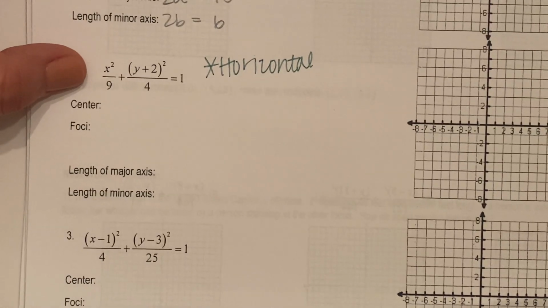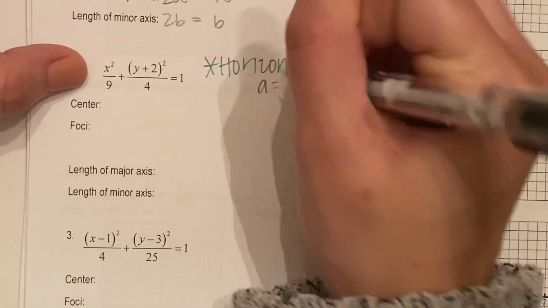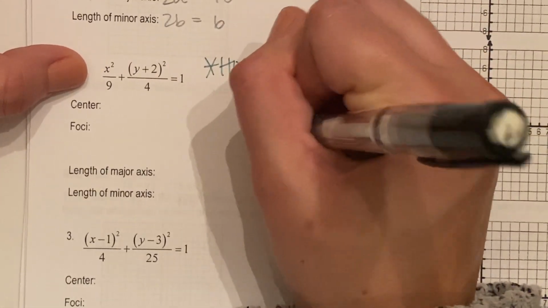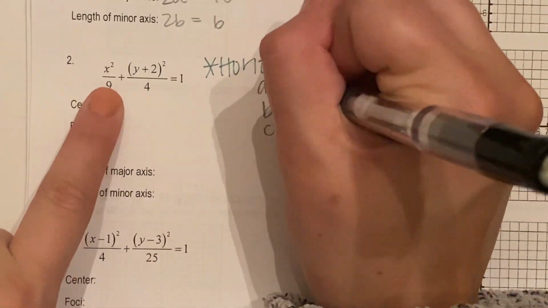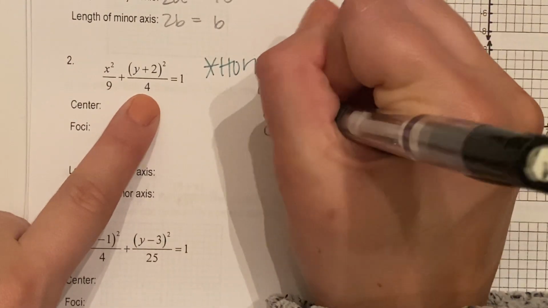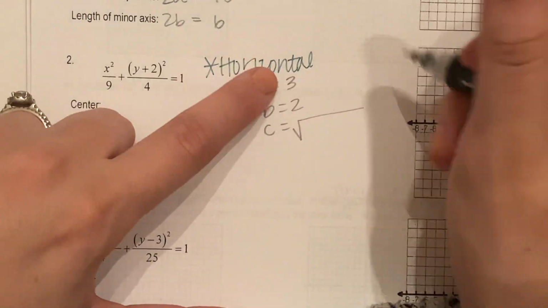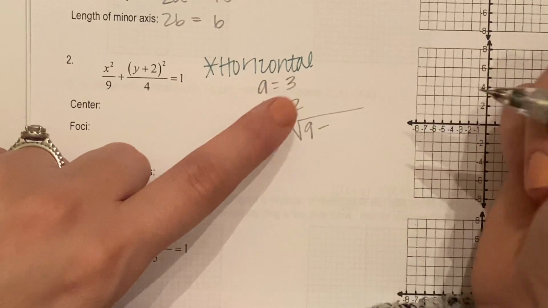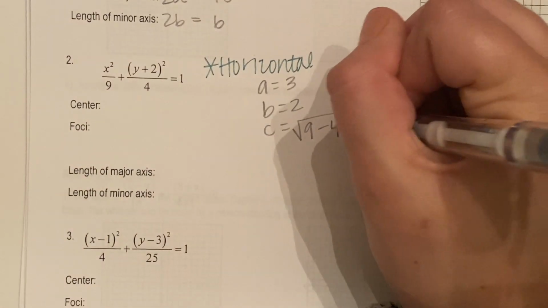Now it's time for us to figure out A, B, and C. Remember, we're doing the square root of each of these, so it's actually 3 and 2. Now to solve for C, 3 squared is 9, minus 2 squared is 4. That's the square root of 5.